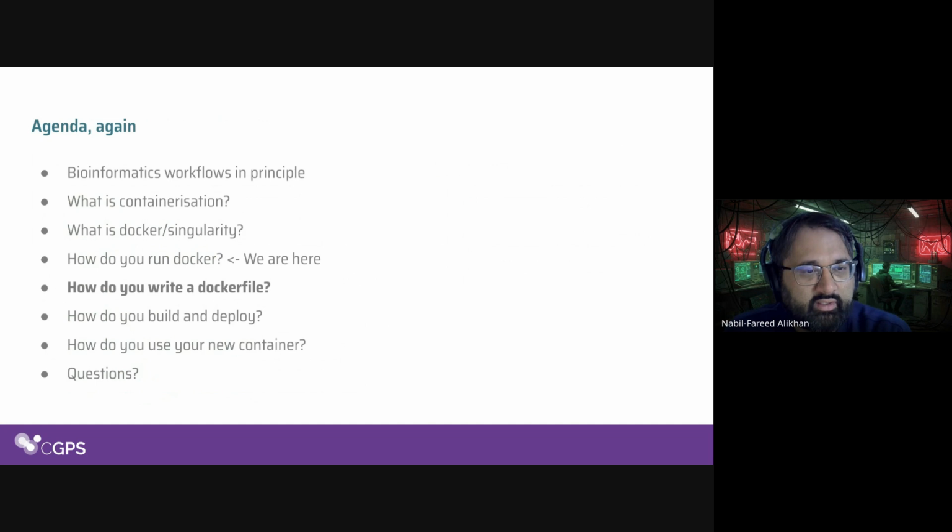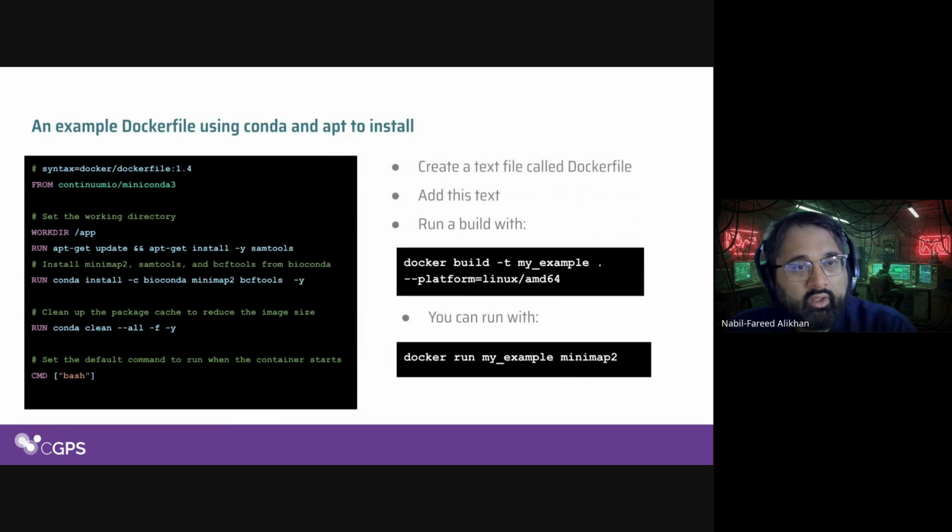And now we are down to how do you write a Dockerfile. Having done a very quick run through of how to actually run a Docker image, we're going to make our own. Okay, so first thing is that a Dockerfile, it's just a text file. It's literally just a text file that is called Dockerfile. Right, so it's nothing special.